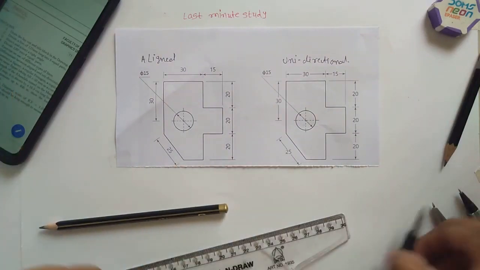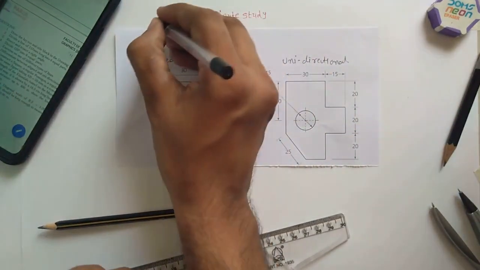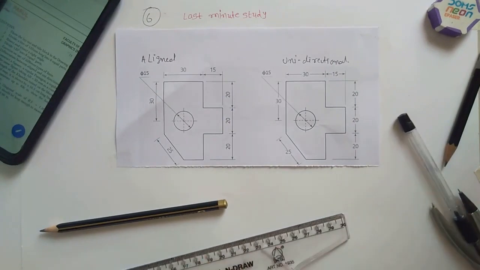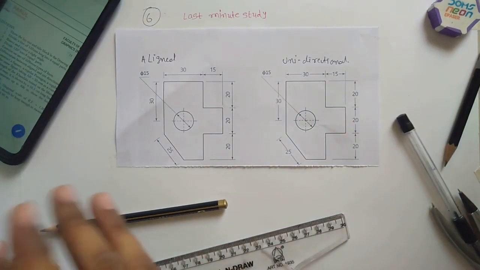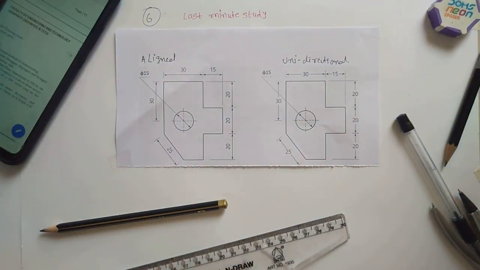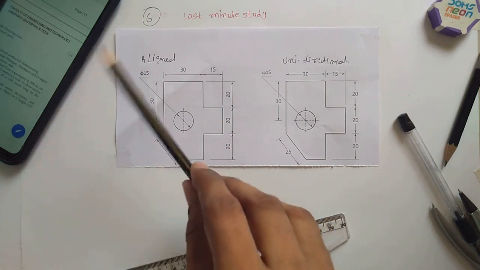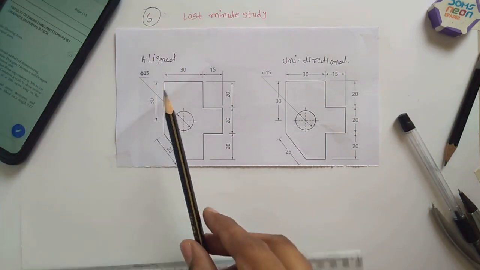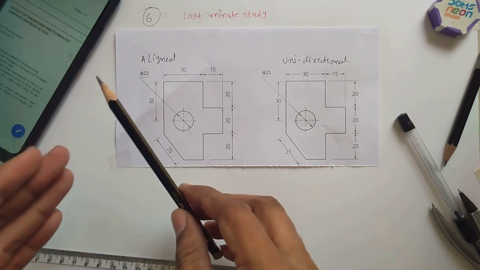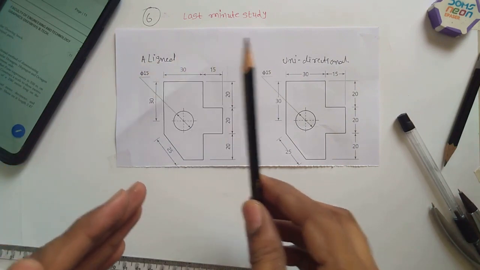Problem number 6: differentiate between aligned and unidirectional method of dimensioning. So here there are two major differences, or we can say that there are two major types of dimensioning method.